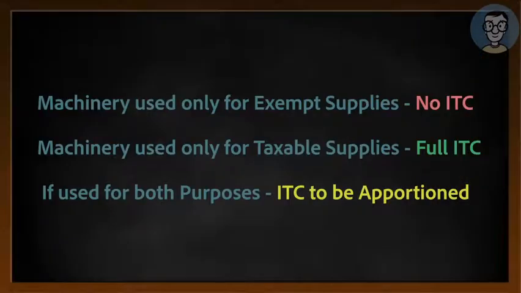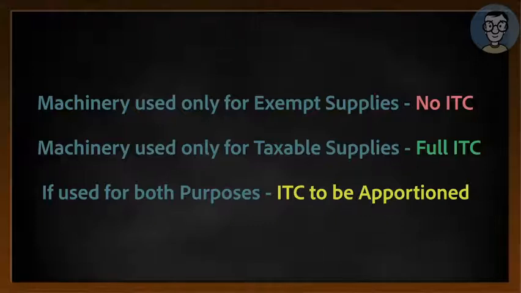What is capital goods? If you remember, I said capital goods are nothing but those items which are capitalized in the books of accounts. What do you mean by capitalized in the books of accounts? In short, whatever asset you show on the asset side of your balance sheet are nothing but capitalized items. So how can you claim input tax credit on capital goods? When it comes to capital goods, it is almost similar to inputs and input services.